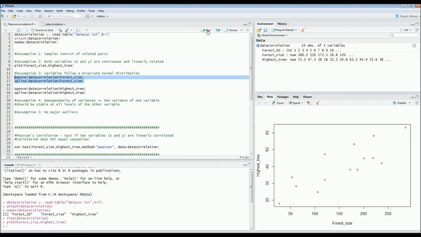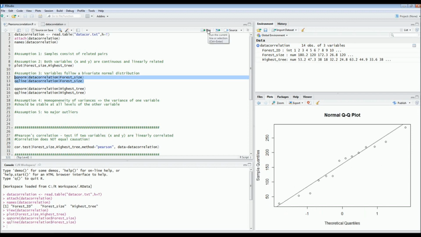So let's first look at the normal quantile plot of the first variable, which is forest size. What we want to see is that all dots are scattered around this straight line, so there should not be any weird patterns. And this seems to be the case. So we're looking at a normal distribution for forest size.